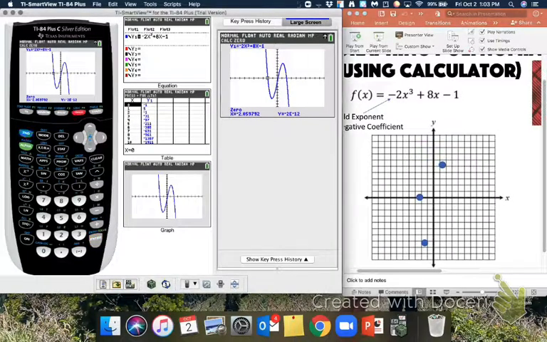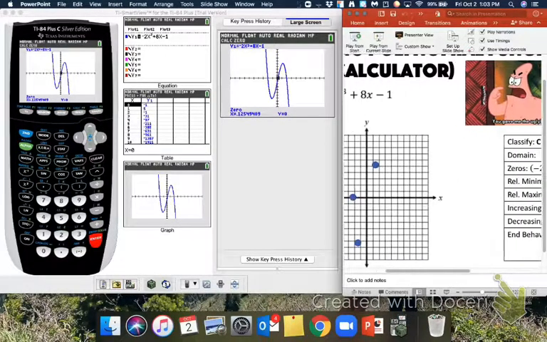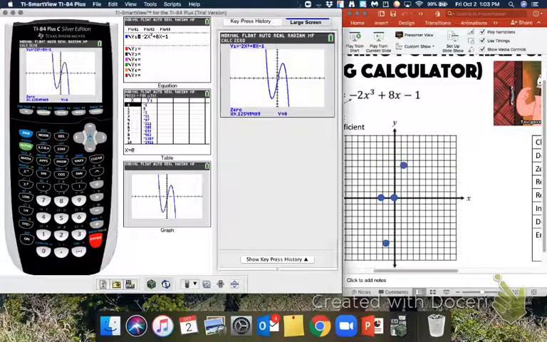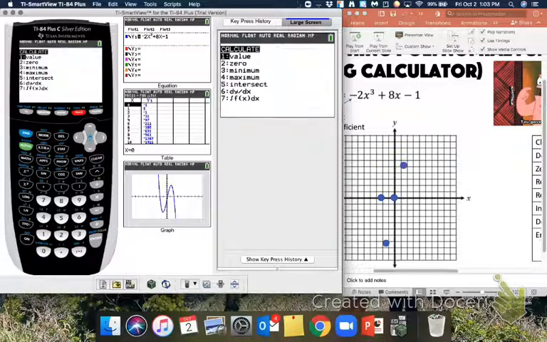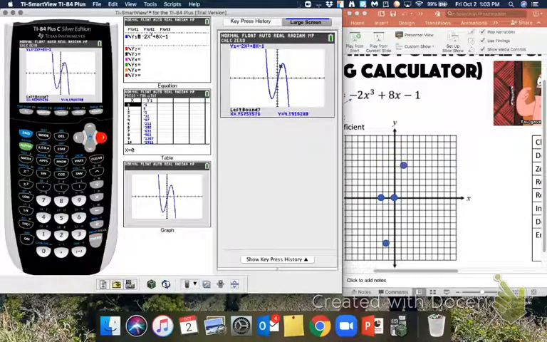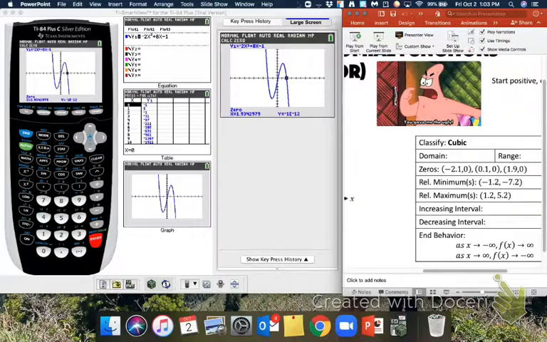Let's find the next 0. So second trace, 0. Let's find this middle one, which would be at 0.120, which is essentially 0, 0, but that's going to be right there. And then let's find the last one, second trace, 0, and then we're going to move this over. So left bound right there, right bound right there, enter. And again, we have that 1e thing. It's 0, so it would be 1.9, 0. Okay.